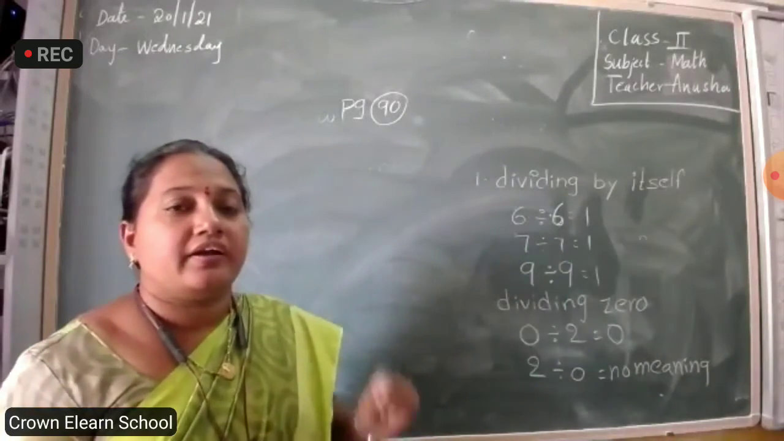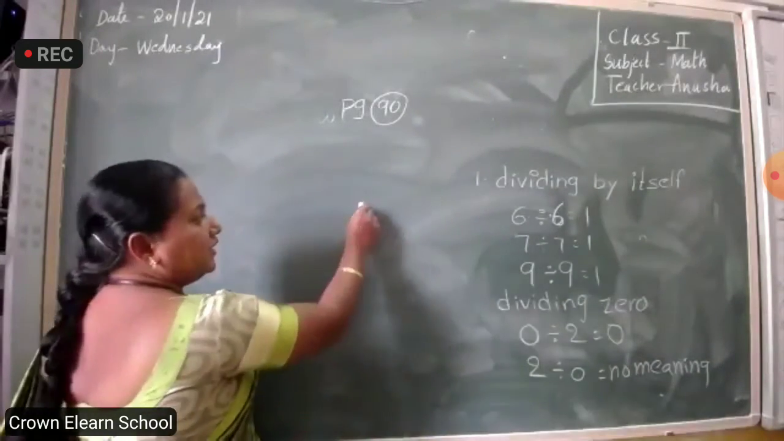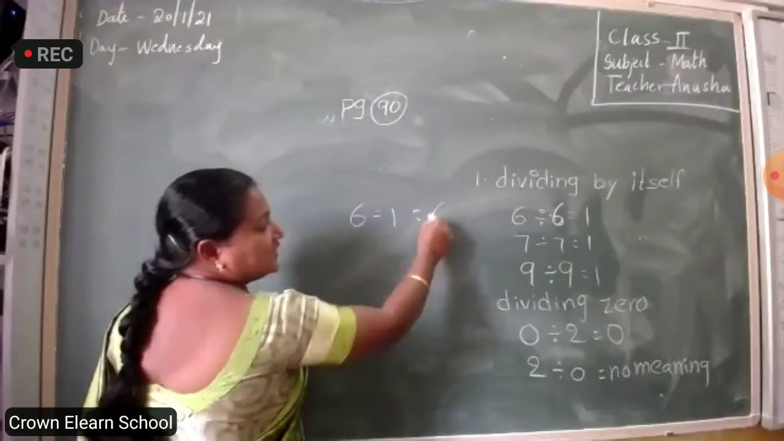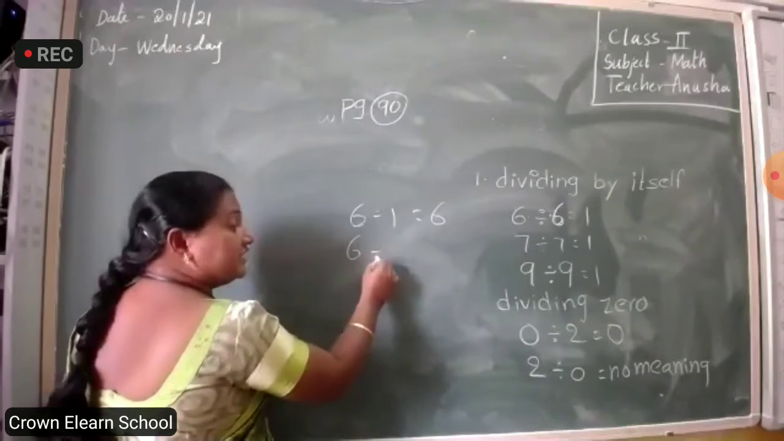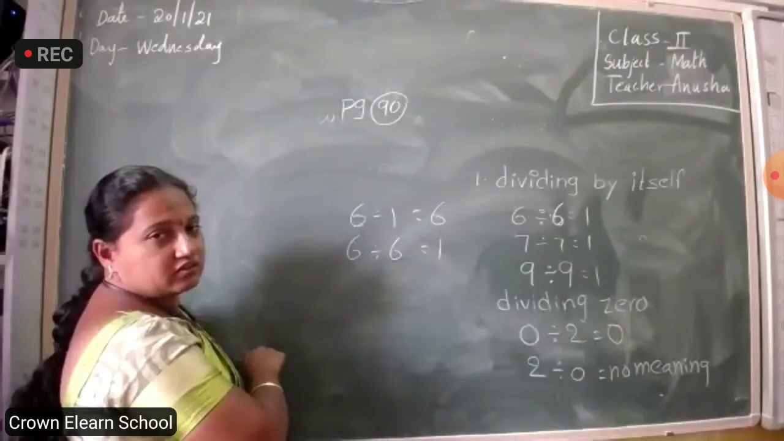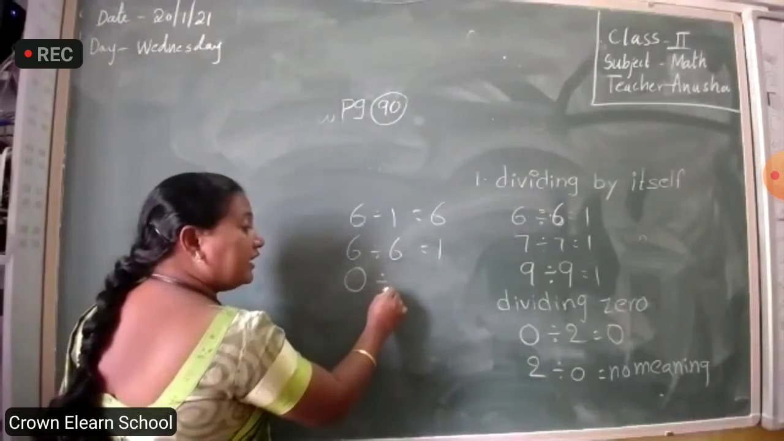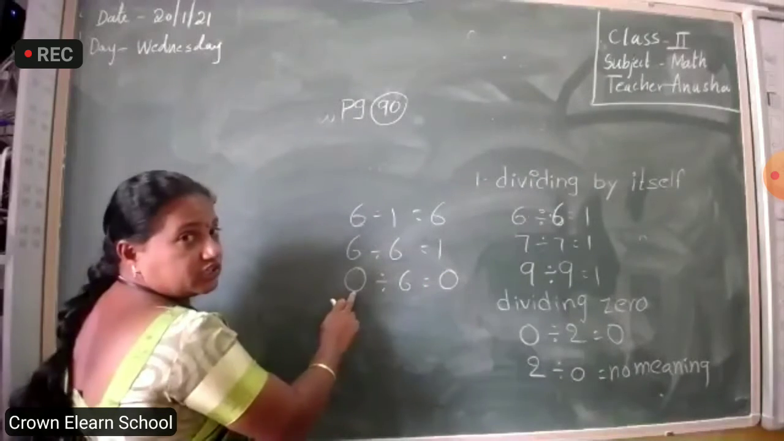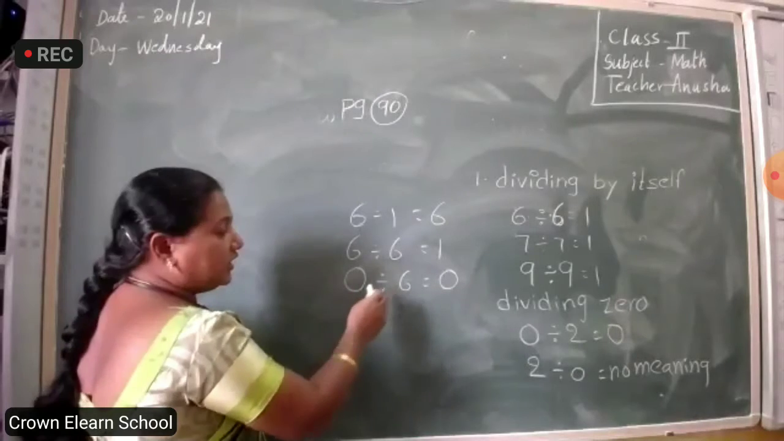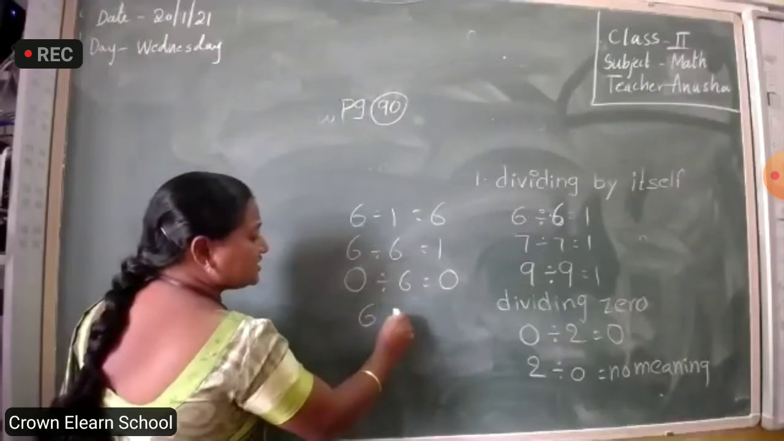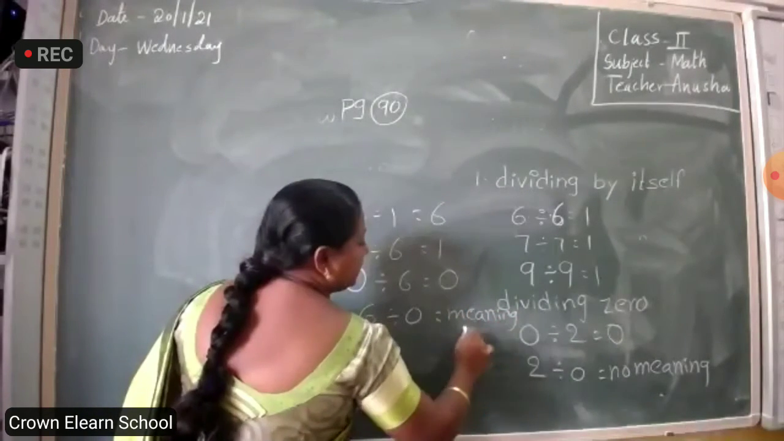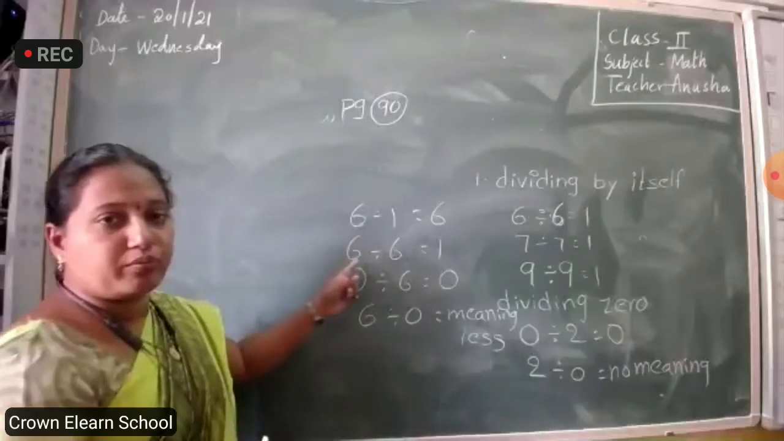Now you understood, Nana? Dividing by 1. First example, dividing by 1. When you divide by 1, you will get the same number. When you divide a number by itself, you will get 1. When you divide 0 by any number, you will get 0. 0 must be on this side, in the dividend place. Next, same: 6 divided by 0 is meaningless. These are the 4 properties.